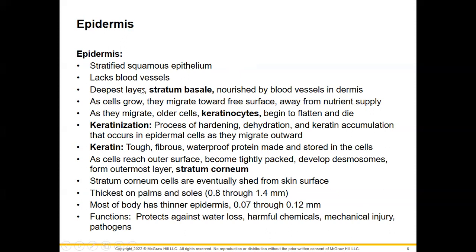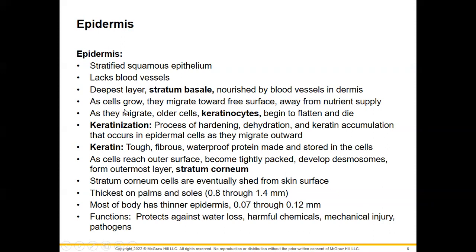So new cells begin in the stratum basale. New cells in the epidermis begin in the stratum basale, and then as they grow, they get bigger, they start to learn their job a little bit better. And again, as they get older, they get pushed toward the surface. That's why it says that they migrate toward the free surface. So they get pushed superficially away from that nutrient supply.